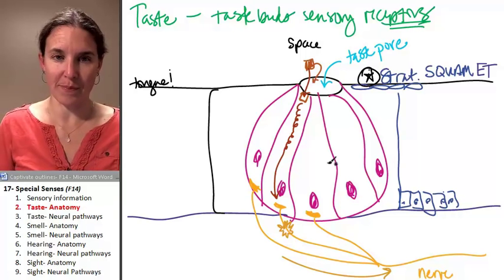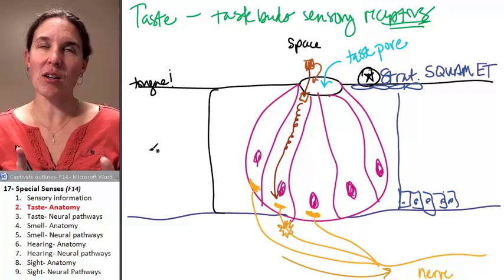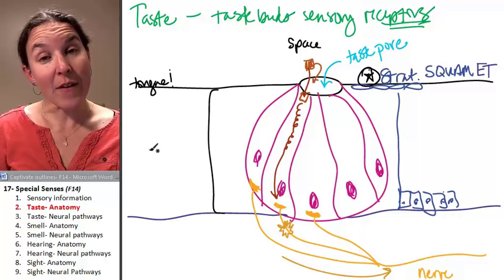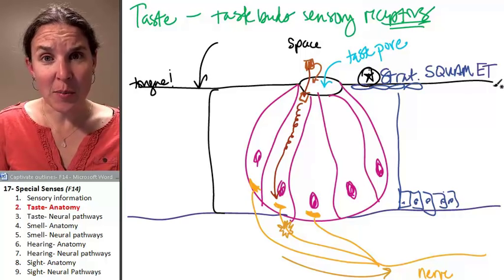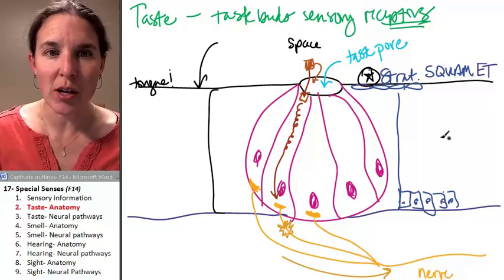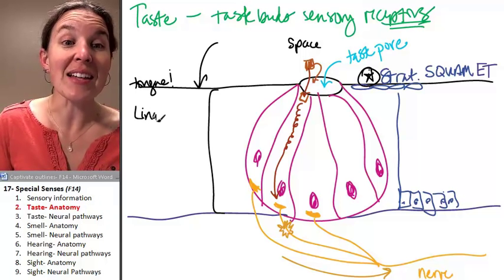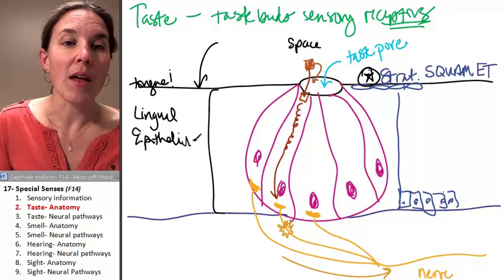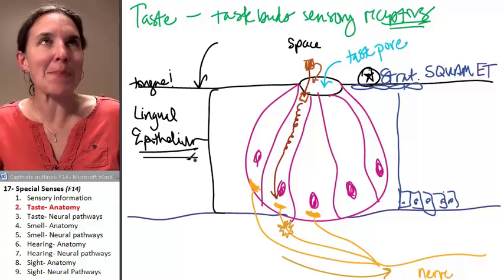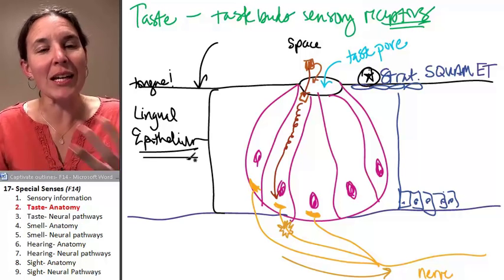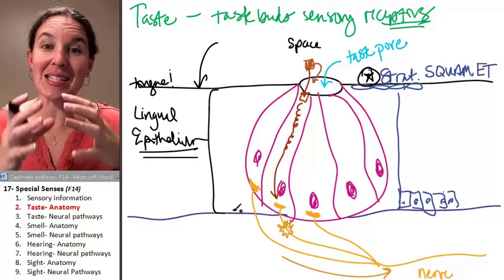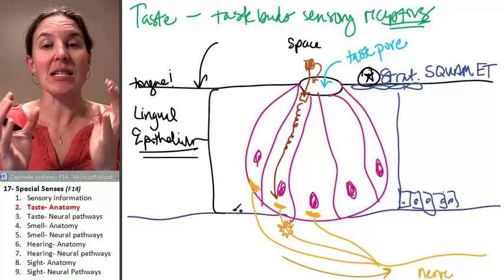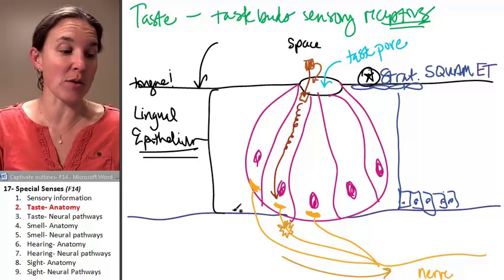What's the name of the structure? Make sure for a quiz that you're cool with that. If I pointed to this and asked what kind of tissue is this, you better say stratified squamous epithelium. But if I say name this structure, you're going to say, dude, that's the lingual epithelium. The lingual epithelium is made from stratified squamous epithelium, but the lingual epithelium is the structure itself. Within the lingual epithelium are embedded the taste buds. The taste buds have the taste pore that allows the chemical to come in.